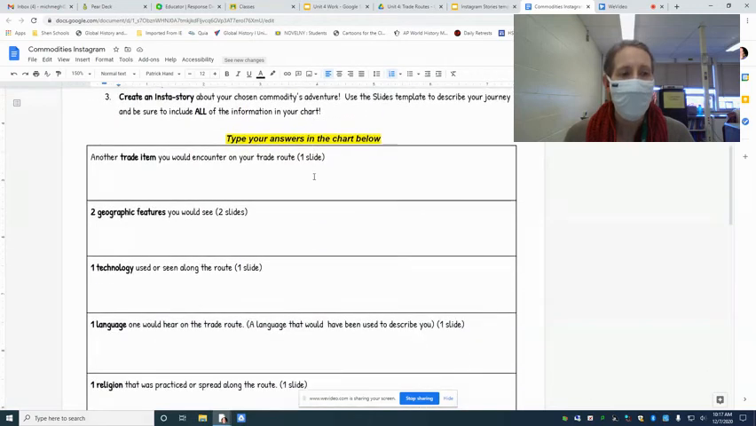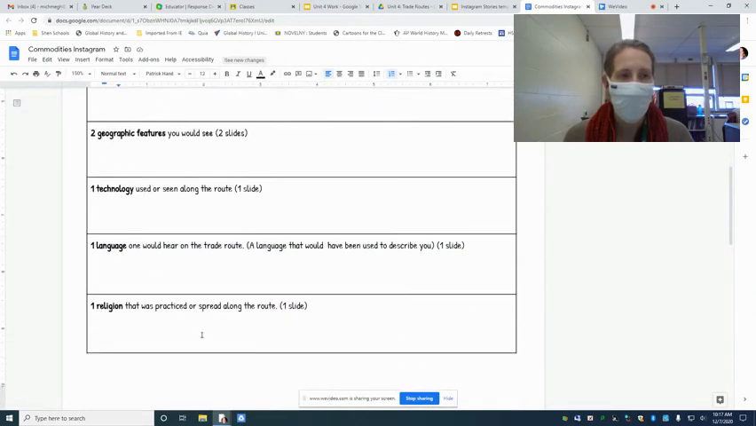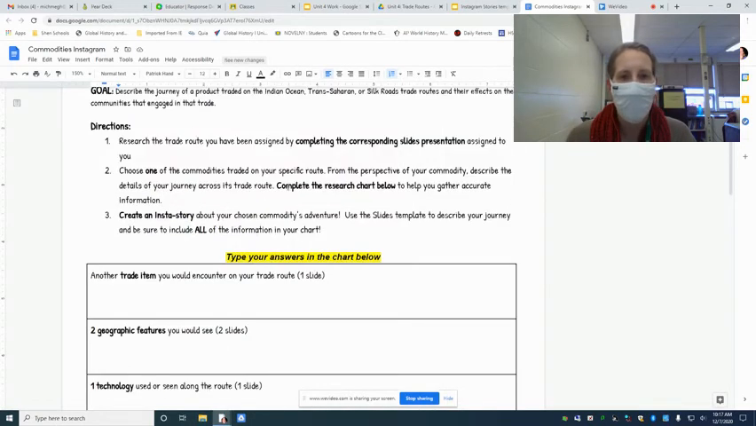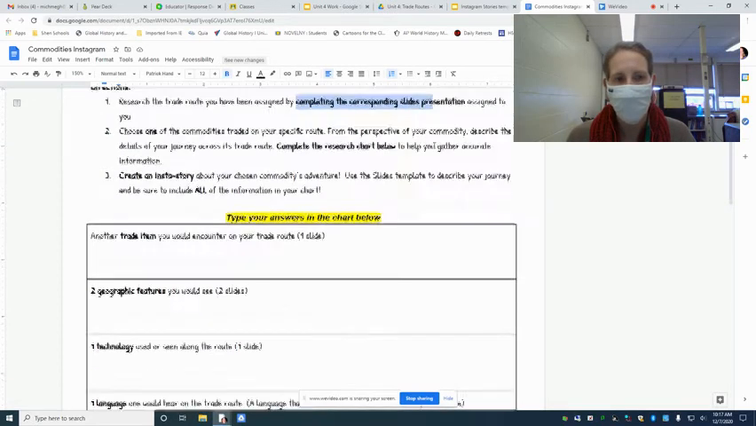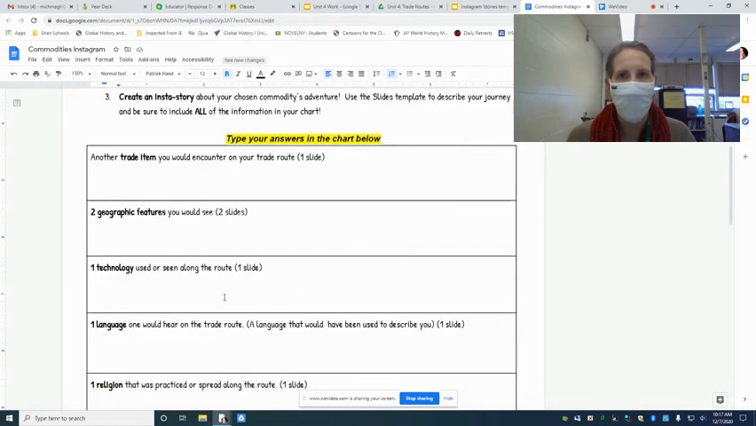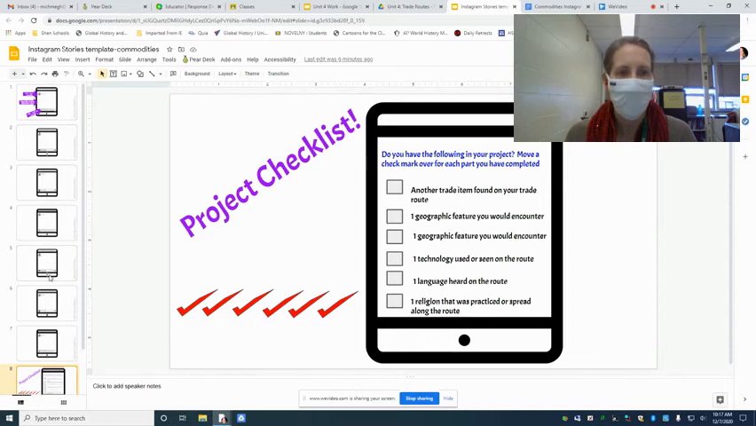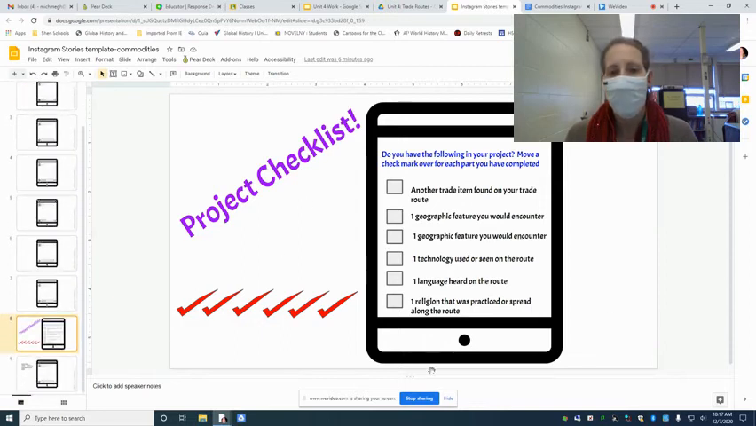You need to complete your research in this chart below and then include all of this information in the Insta story. Okay, so what you have, you can use these slides to do the research. You put it in this chart just to make sure you're ready, and then you transfer that information in a creative way to these slides. You can check yourself on this project checklist.